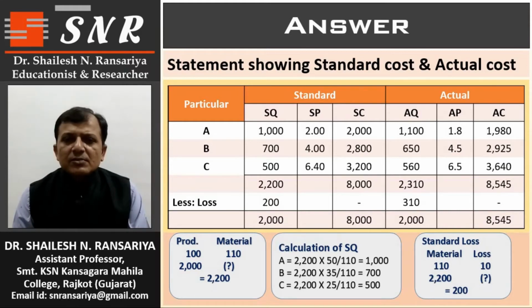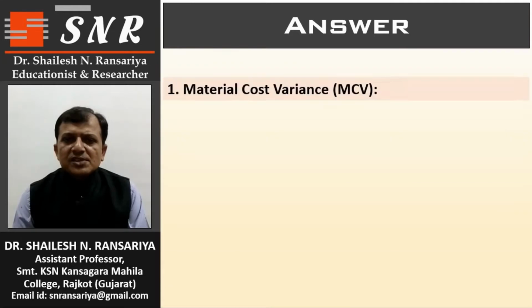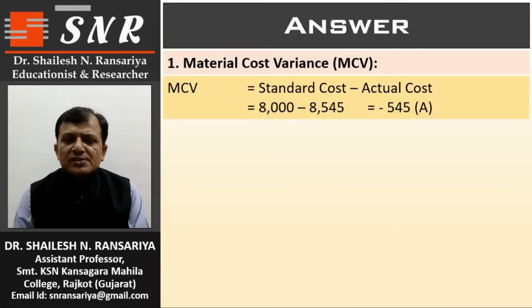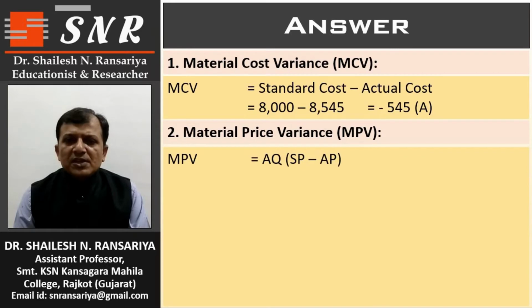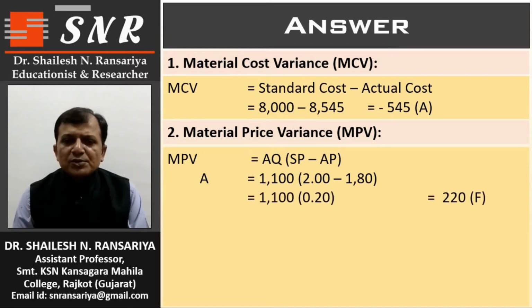First variance, material cost variance. MCV is equal to standard cost minus actual cost. Standard cost 8000 minus total actual cost 8545. So the variance is minus 545 adverse. Next, material price variance. MPV is equal to AQ into bracket SP minus AP. For A, AQ is 1100, SP 2 minus 1.8. So 1100 multiply 0.2. So the variance is 220 favorable.